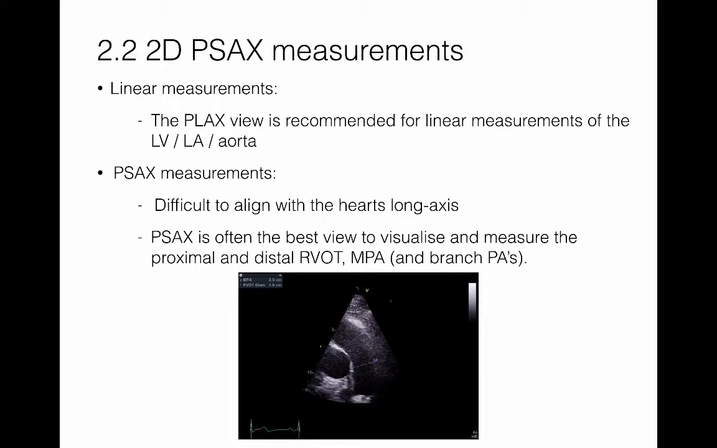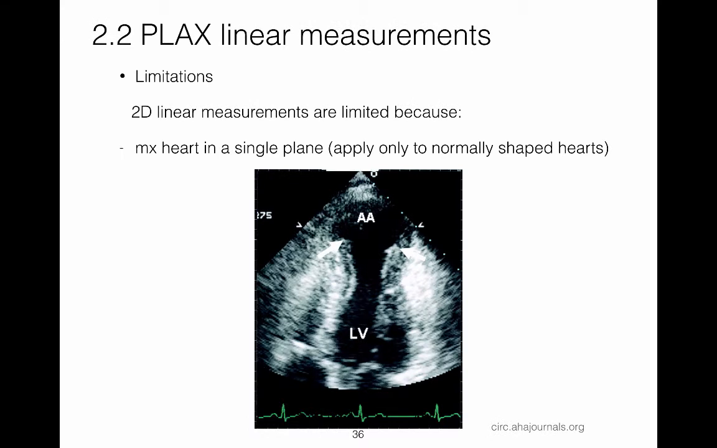However, the parasternal short axis view is often best for visualizing and measuring the right ventricular outflow tract just underneath the pulmonary valve leaflets, the main pulmonary artery and branch pulmonary arteries. It's important to remember that 2D linear measurements are limited because they are made in a single plane, and therefore they only apply to normal shaped hearts.